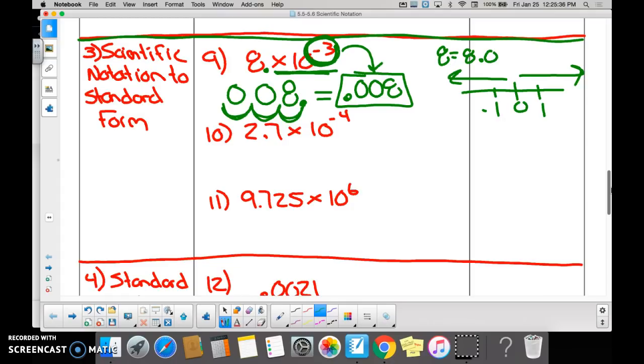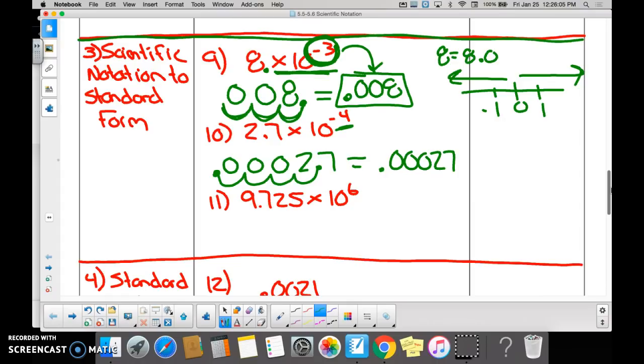Number 10, 2 and 7 tenths times 10 to the negative 4th. Again, I'm moving to the left. I already have a decimal point. I'm going to move to the left 4 places because a negative means to the left. So I'm going to move 1, 2, 3, 4. When you're showing your work, this is exactly what I want to see. I want to see your little loops. Put your decimal point right there. Final answer. 1, 2, 3 zeros. We've got 2,700 thousandths from scientific notation to standard form.